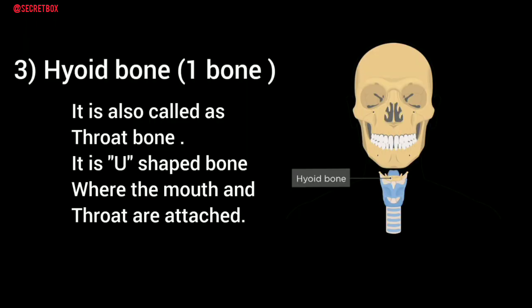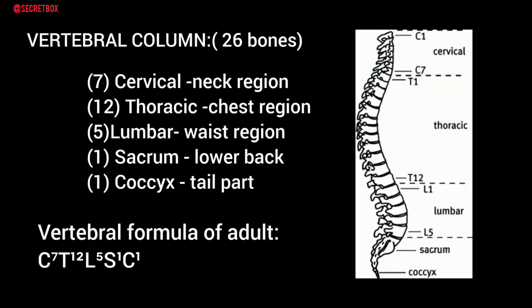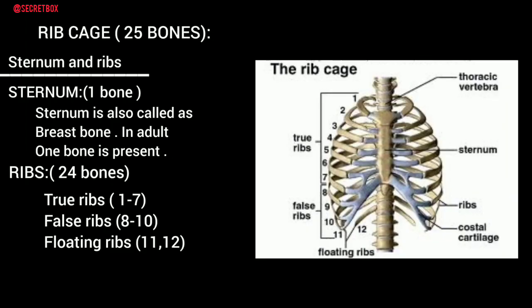It is also called the throat bone. It is a U-shaped bone where the mouth and throat are attached. Ear ossicles, 6 bones: malleus, 2; stapes, 2; incus, 2. Vertebral column, 26 bones: cervical, thoracic, lumbar, sacrum, coccyx. Rib cage, 25 bones: sternum and ribs.